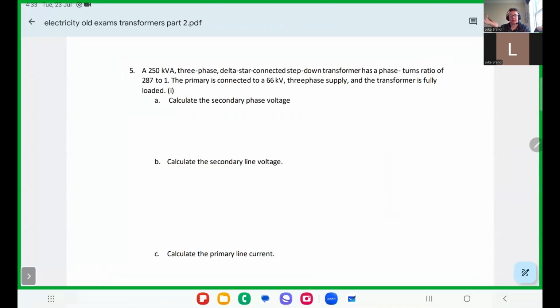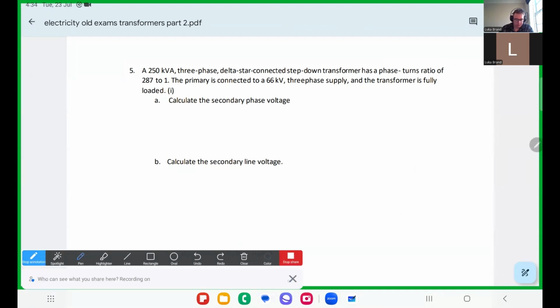Today we're going to be doing something slightly different. All right, so I'm looking at this question. A 250 kVA, three-phase delta star connected step-down transformer has a phase turns ratio of 287 to 1. The primary is connected to a 66 kilovolt three-phase supply and the transformer is fully loaded. Calculate the secondary phase voltage.